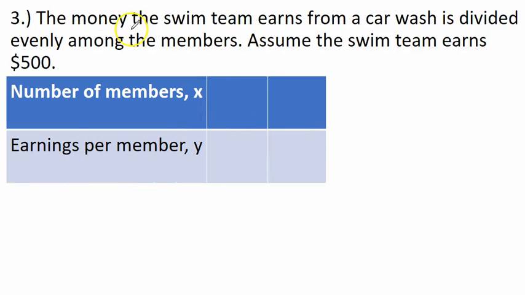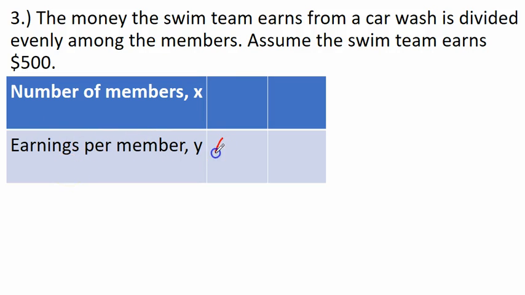Moving on, next. The money the swim team earns from a car wash is divided evenly among the members. Assume the swim team earns, okay? Now, you need to assume a number and check it out to be sure. If you look at this, it may make you think, oh, it's linear, and so it's direct, but let's check it.